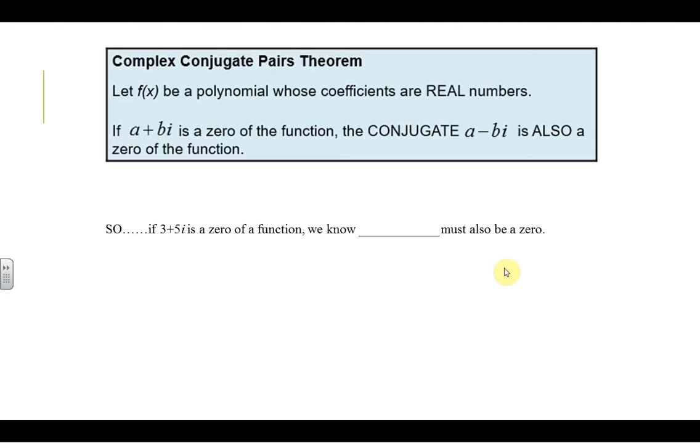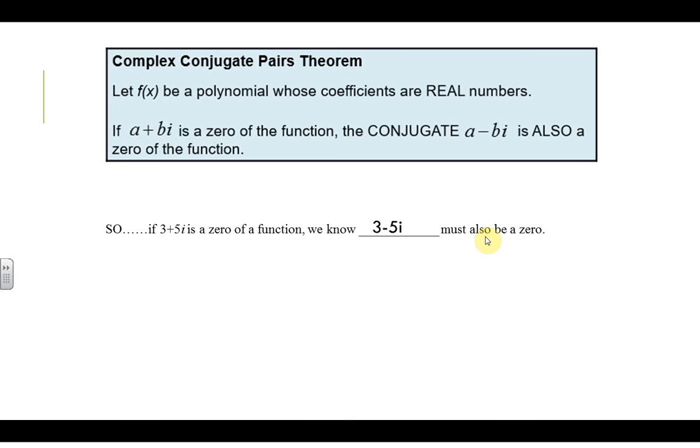Here we go. What we need to do in order to be able to fully write the equation of a polynomial is understand this. This is the complex conjugate pairs theorem. What this tells us is that if there is any sort of complex root, like an i or a radical 2, its conjugate is also going to be a 0. So if 3 plus 5i is a 0, that means 3 minus 5i is a 0. It's that exciting, people.